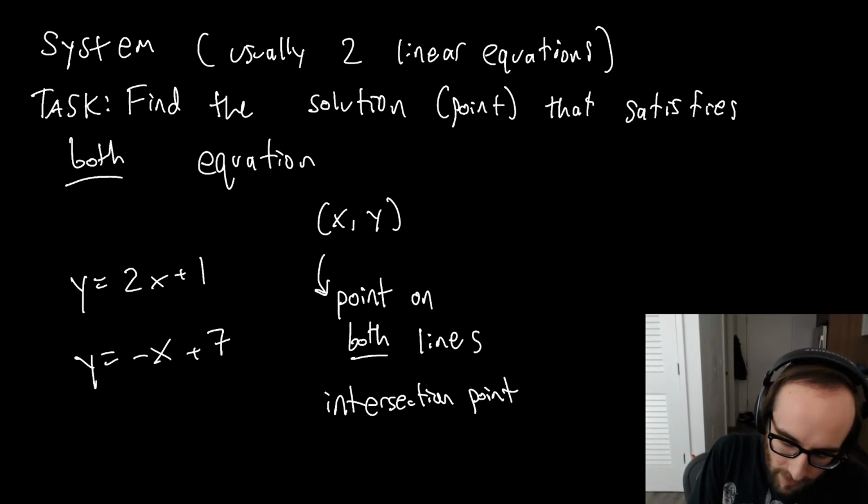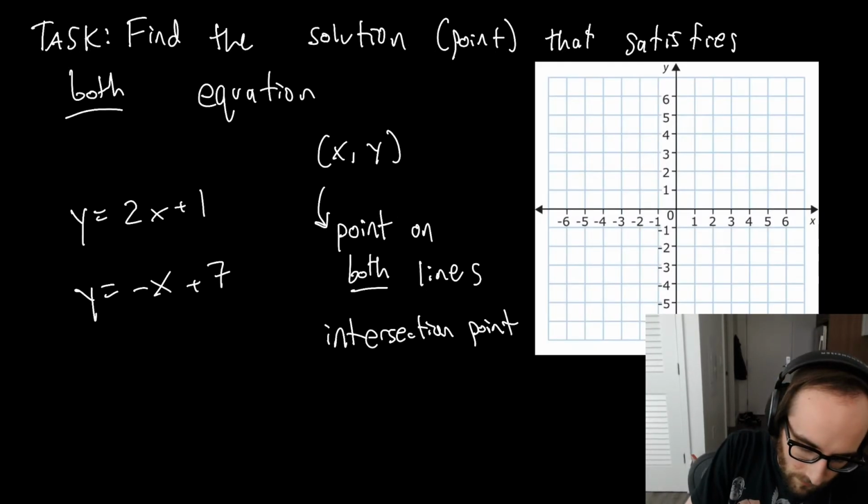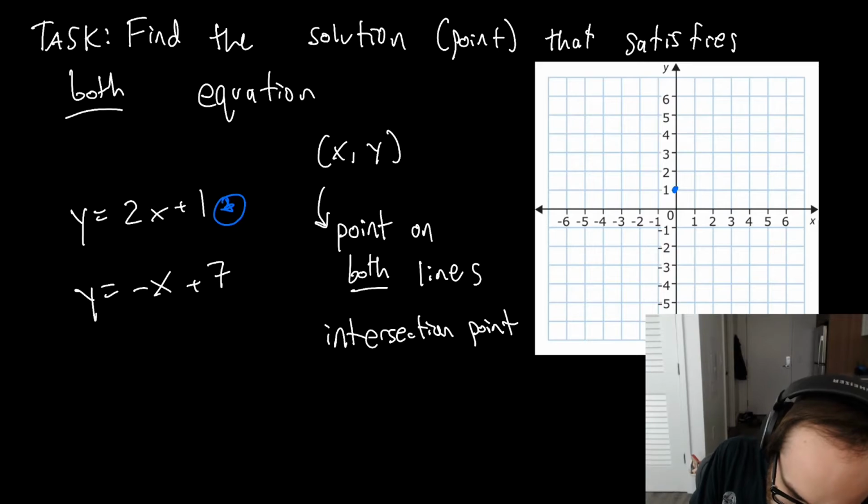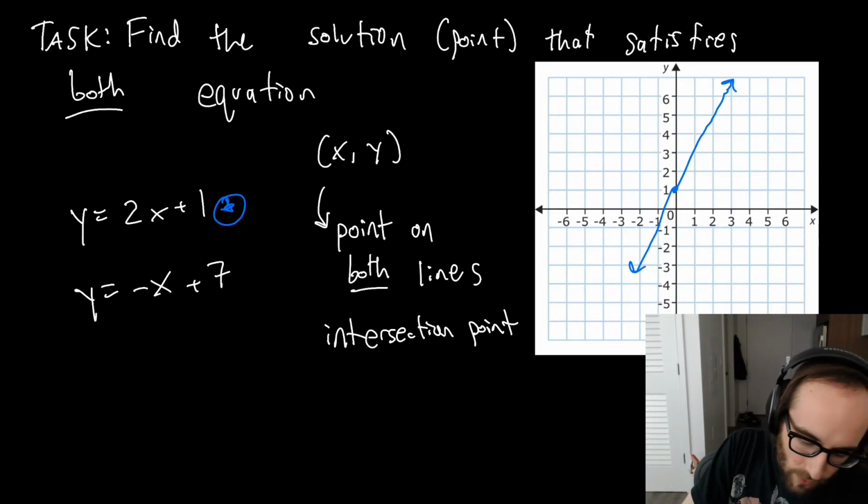So for example, let's pull up a graph. Our first line is y equals 2x plus 1. So we start at 1, and then we have a slope of 2. So just like that. Our second line is going to be y equals negative x plus 6.